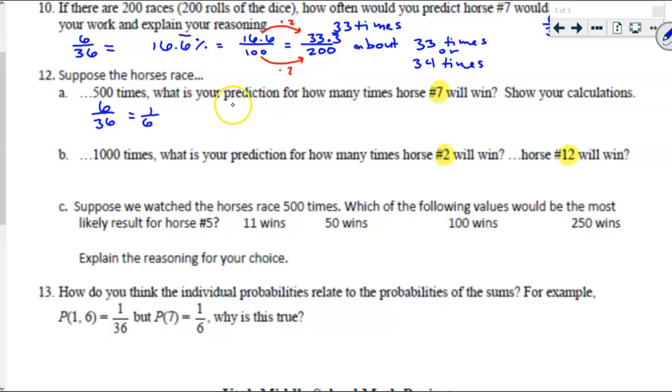So using that fraction 1/6, I probably would have multiplied 1/6 by 500. And when I multiply that by 500, what do I get? About how many times will horse number 7 win? Liv. 83 times. How'd you get that? Like what, when you typed in 1/6 times 500, what did you actually get in your calculator? Okay.